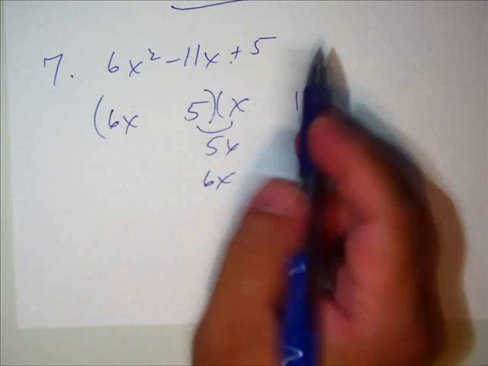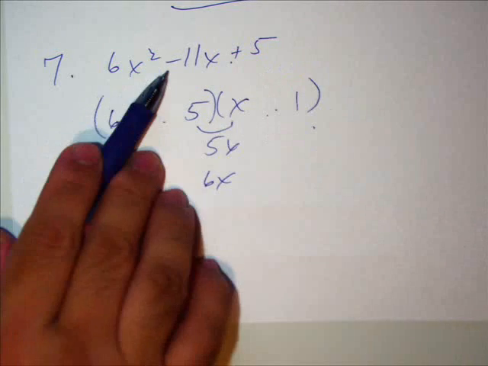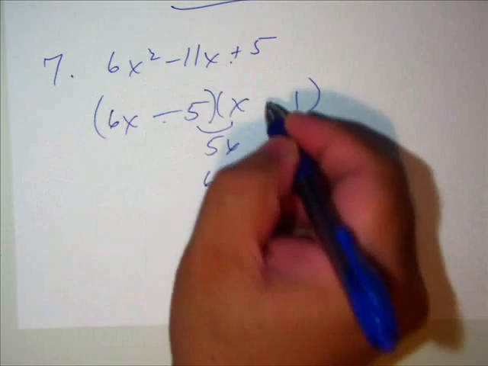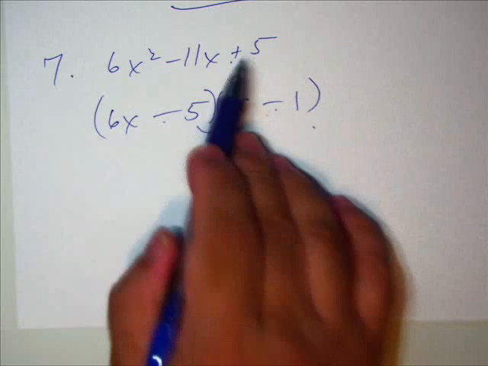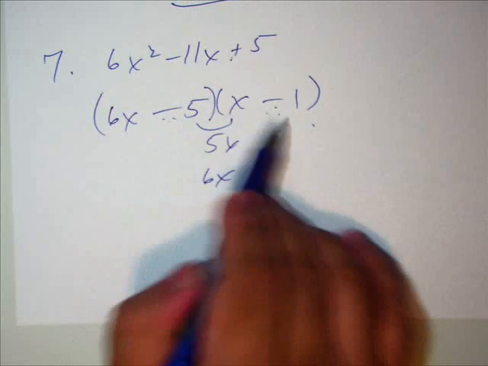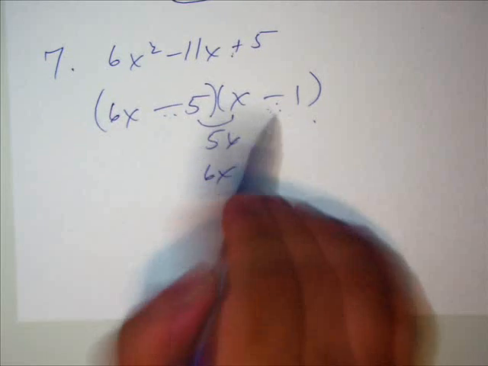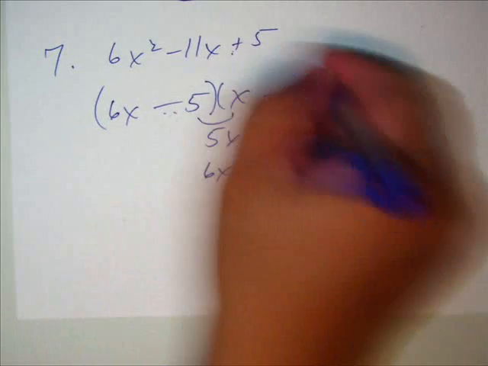It's a plus, so they have to be the same sign. The middle term is negative, so they're going to both be negative. Right? Plus means they have to have the same sign. But I need a negative, so both of them have to be negative. There, that's number 7.